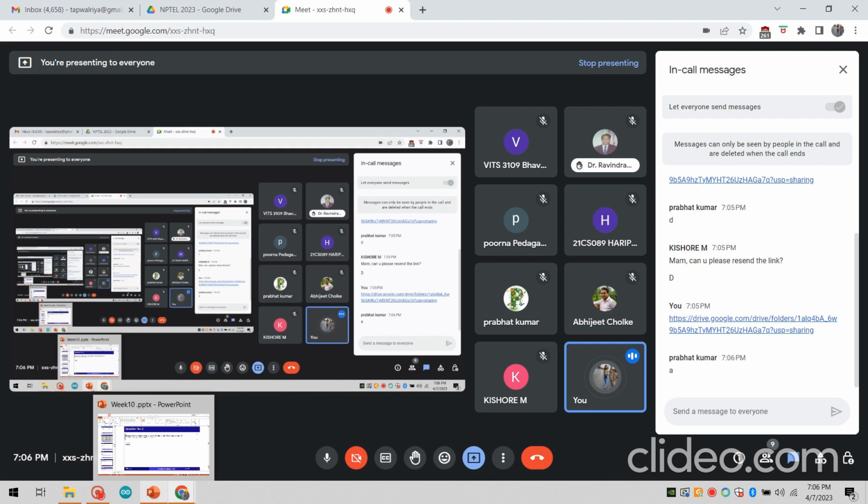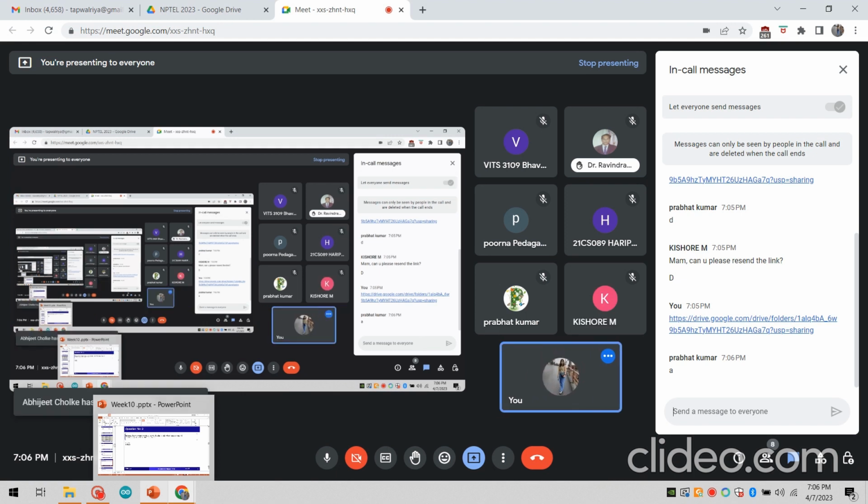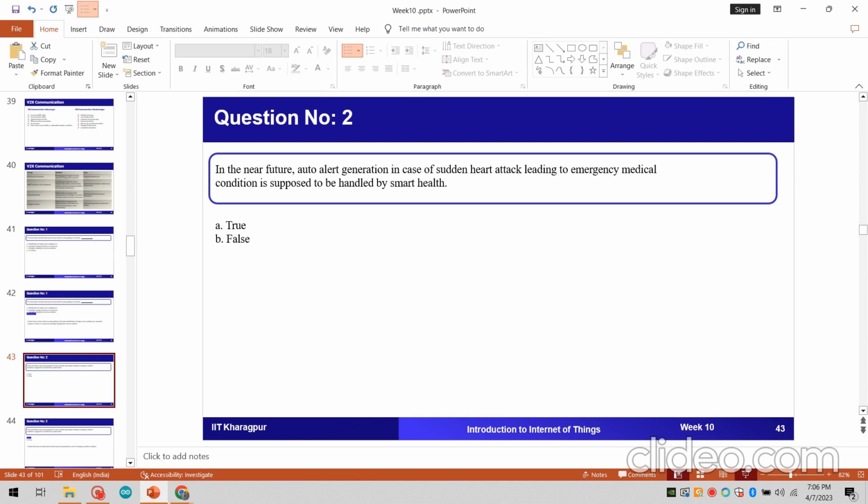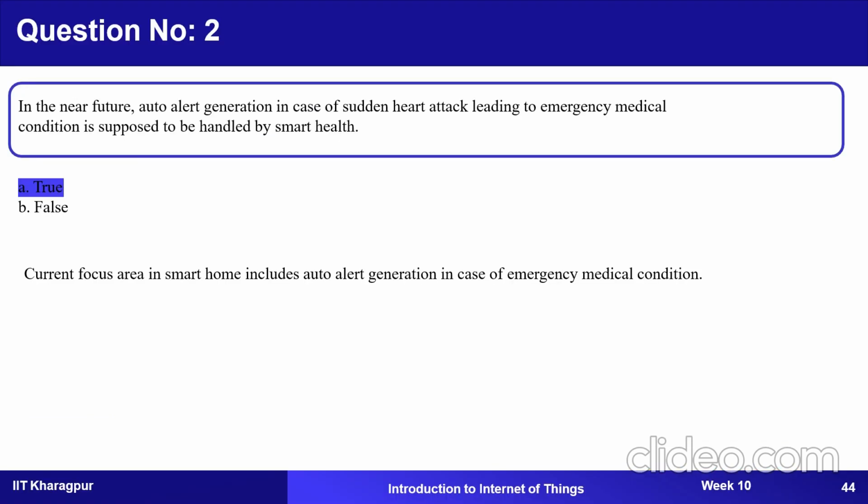Okay, anyone else? True it is. Yes, true is right. So with the help of smart health, an auto alert system will be there, which can detect or alert the doctor in case of sudden heart attack.